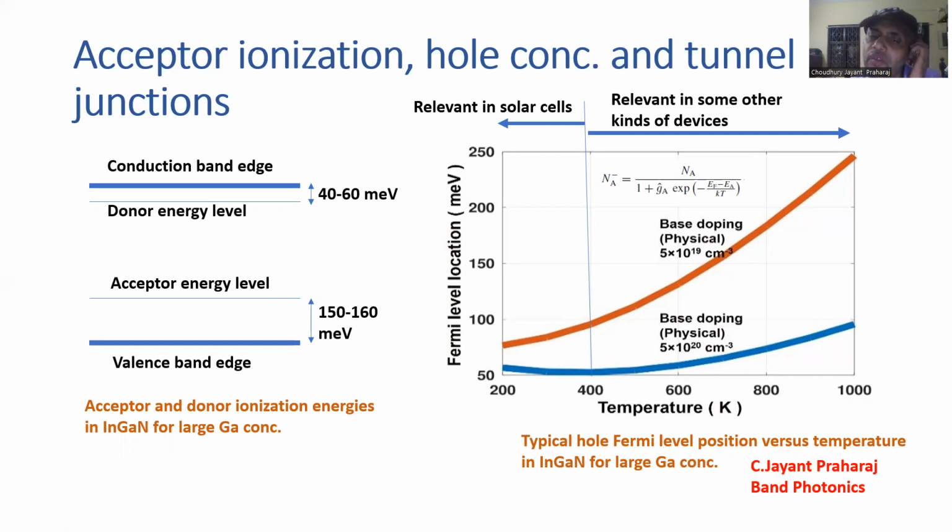So on the right, we show at different temperatures, the Fermi level location as a function of temperature for large gallium concentration in these materials. And we can see that the Fermi level remains fairly high above the valence band edge. Then that means that only a small portion of the physical acceptor doping concentration is actually ionized and leads to mobile hole carriers in these materials. And that is a concern when we try to design tunnel junctions for the tandem cells in this kind of material system.